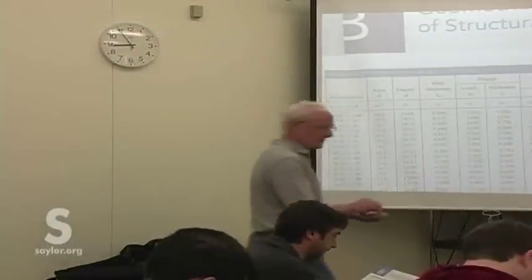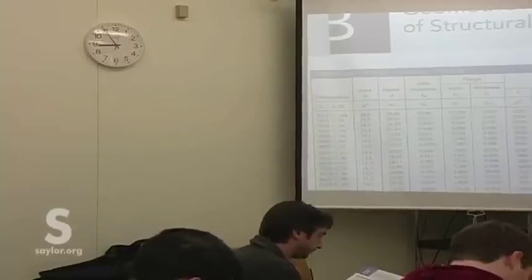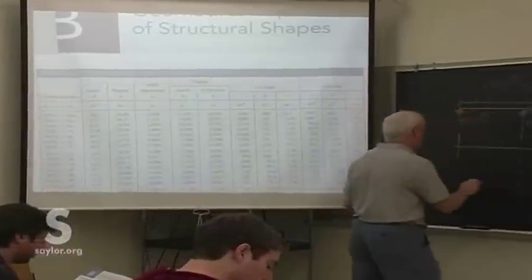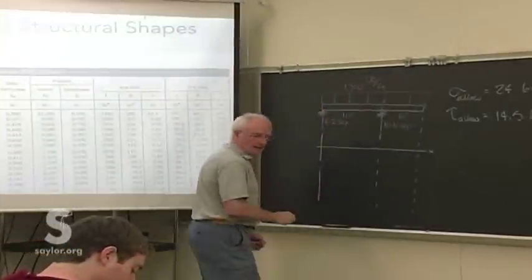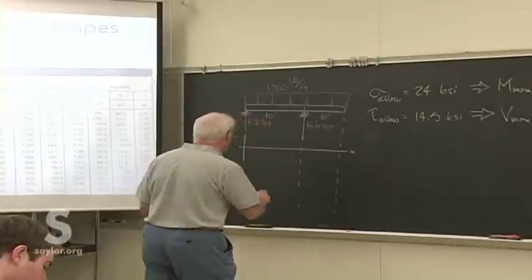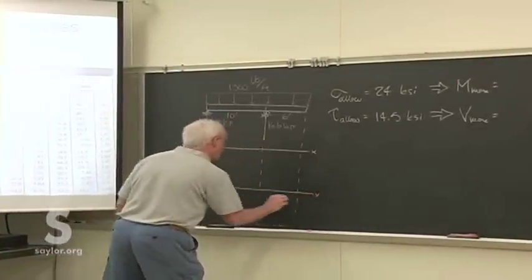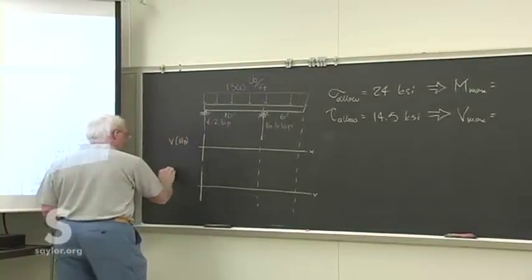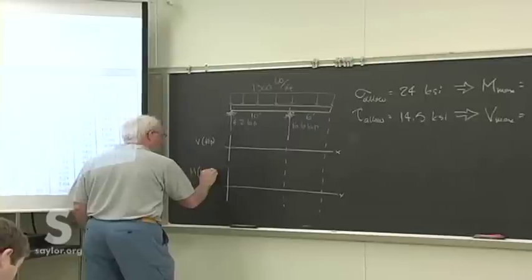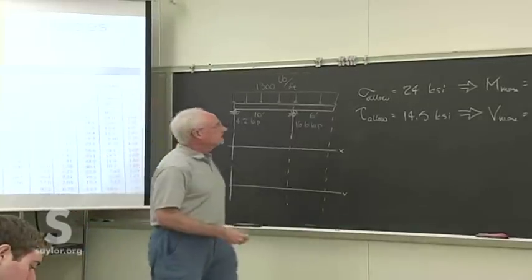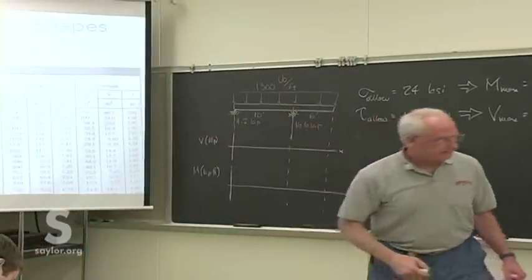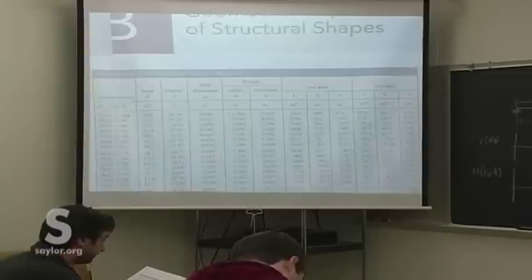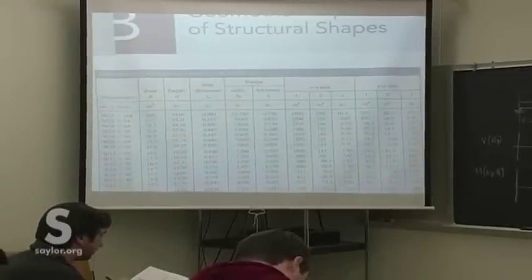Maximum moment, maximum shear. If you can do it without the shear moment diagrams, more power to you. I can't. But if you're going to do it by eyeball, you better get it right. You've got to get your units right. Area is in inches squared, the section modulus in inches cubed. So we have to get all that right.